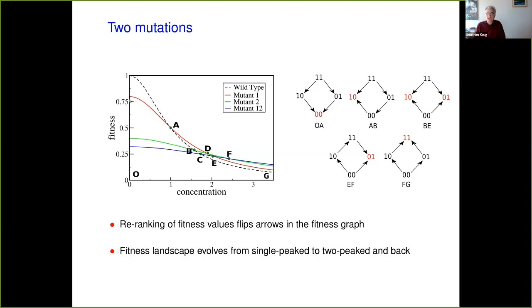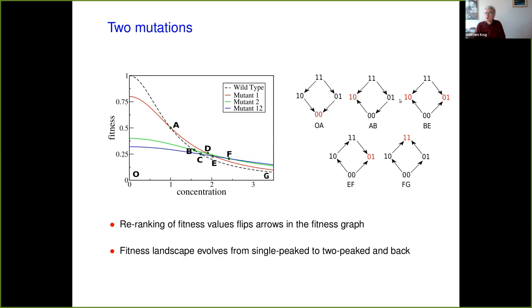So initially at low concentration, the wild type is the fittest one. So the fitness graph is shown here. And there's a single peak, which is at the 0, 0 configuration. And so now here you have a crossing. So now the mutant number one gets fitter. So now we're here. So this means that this arrow has flipped, right? A little bit later, the second mutant also becomes fitter than the wild type. And so now we actually have two peaks, right? So now in this graph, we have two local fitness maxima.